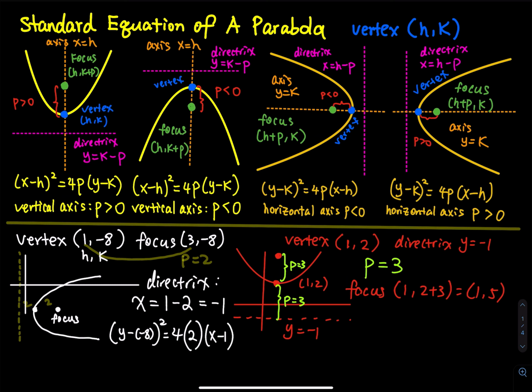So the parabola is facing up. Then we are following this standard equation. We have x minus h squared on the left hand side. Let's write that. So we have x minus h. What is the vertex? H is 1, and then square, and equals 4 is built in. We found that p is equal to 3, and then y minus k is y minus 2.